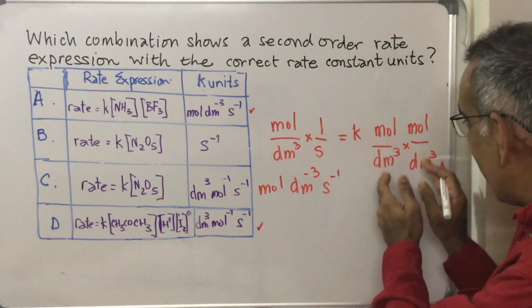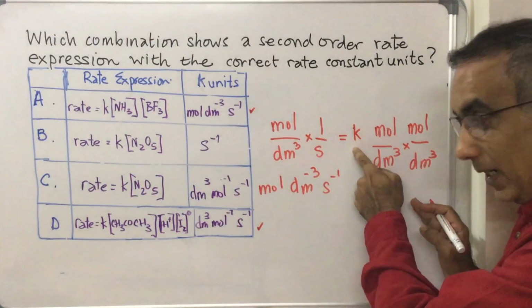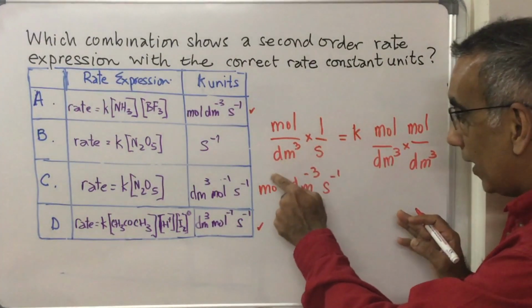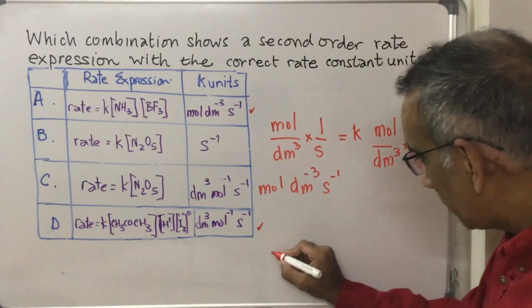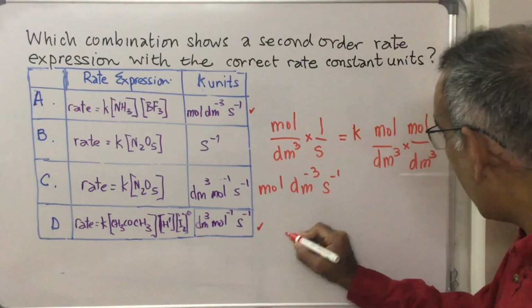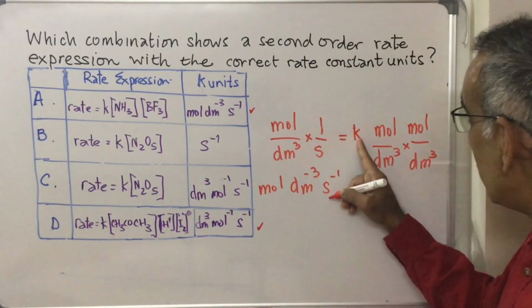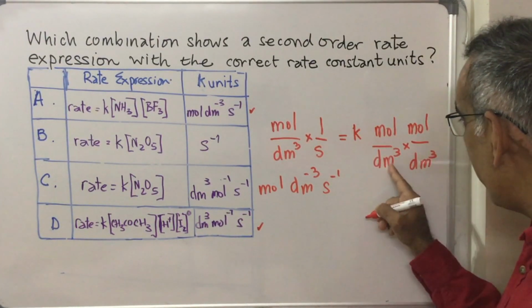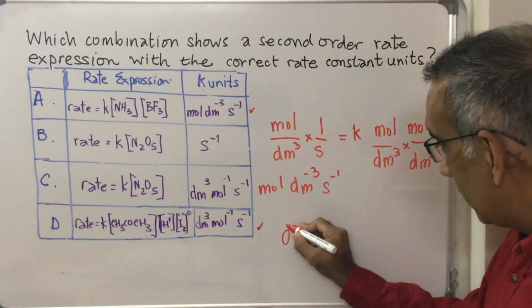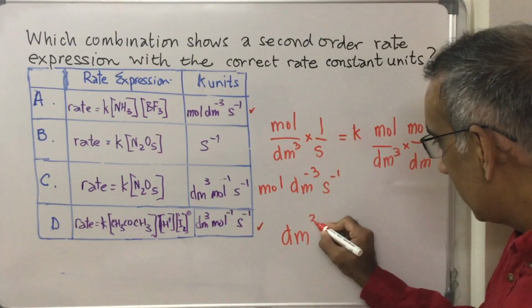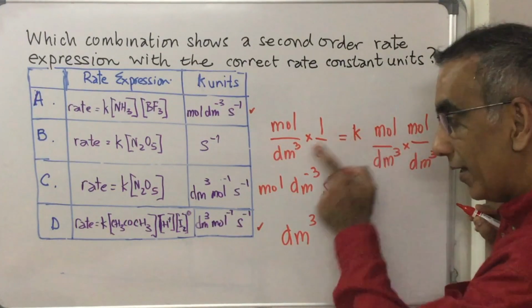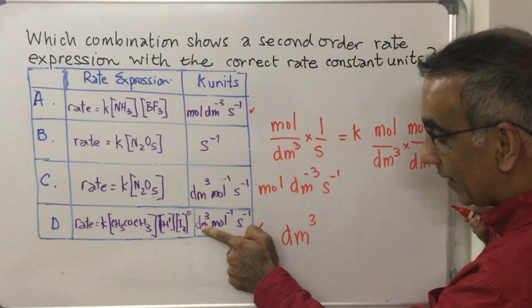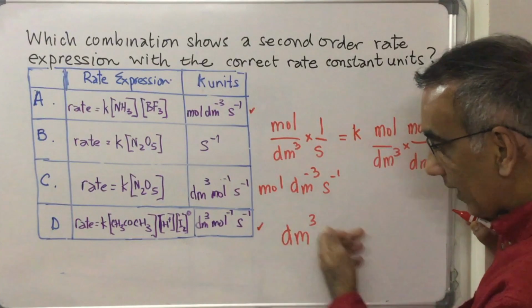So it means that when this is multiplied by K, you have to end up with moles per dm cubed per second. So it means then that K would have to have something in its numerator to cancel out one of these dm cubes. So K is going to have to be dm cubed at the numerator, and that already confirms for you that D is the answer. But let's get the rest of it.